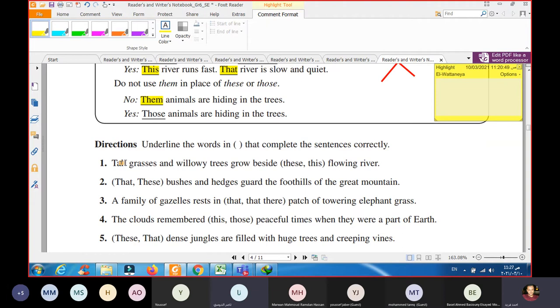Elf grasses and woolly trees grow beside this flowing river. Mister, this, because a flowing river is singular. Excellent. Not these. Okay, Sophie, number two.